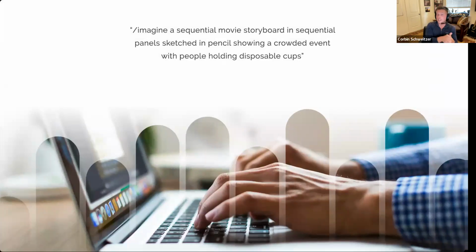All right, storyboards come in a bunch of different styles and shapes, but we're gonna keep things simple today and use the other fun tool that I mentioned, Midjourney. Midjourney works similar to ChatGPT by asking you to input a prompt. It's simply the description of the shot we got from the script, starting with /imagine. In this case, continuing from our previous example, I then typed in imagine a sequential movie storyboard in sequential panels, sketched in pencil, showing a crowded event with people holding disposable cups.